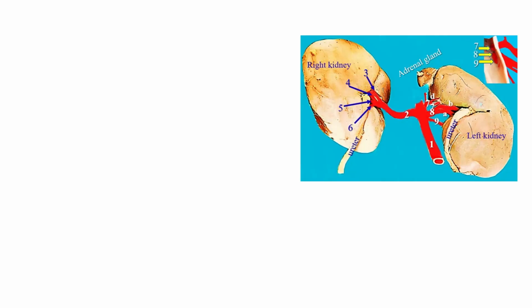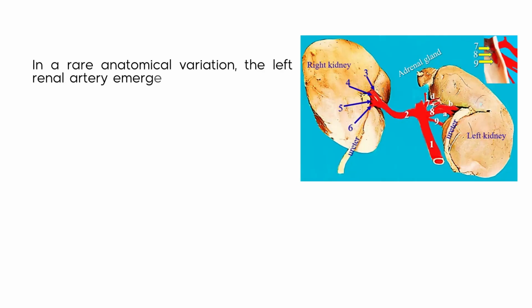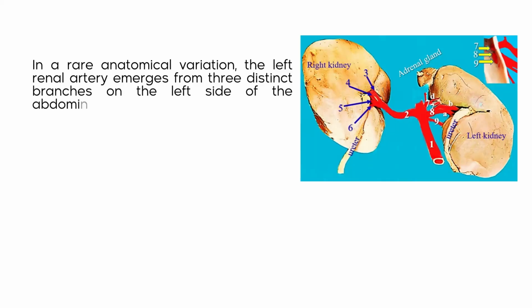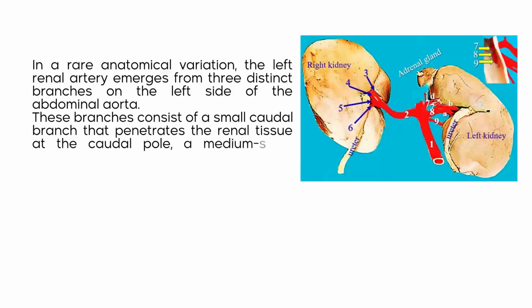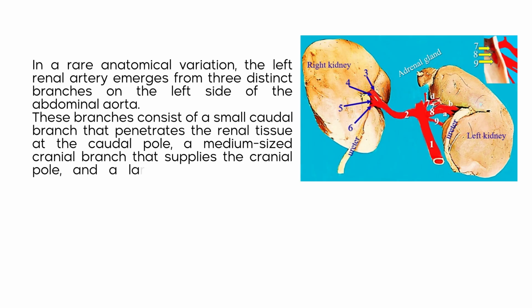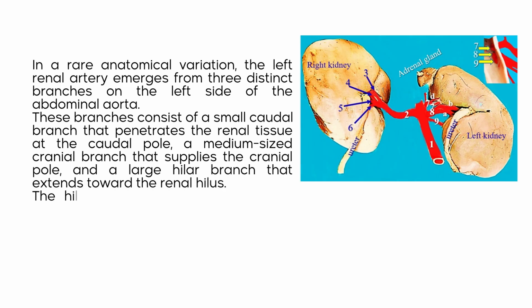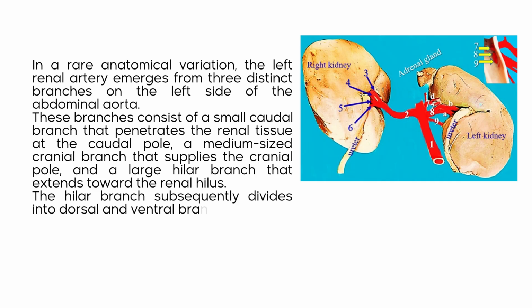In a rare anatomical variation, the left renal artery emerges from three distinct branches on the left side of the abdominal aorta. These branches consist of a small caudal branch that penetrates the renal tissue at the caudal pole, a medium-sized cranial branch that supplies the cranial pole, and a large hilar branch that extends toward the renal hilus. The hilar branch subsequently divides into dorsal and ventral branches.